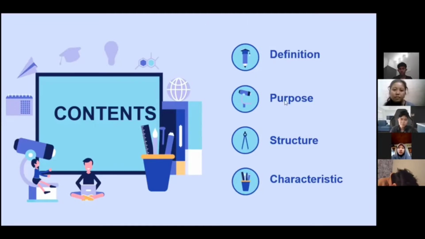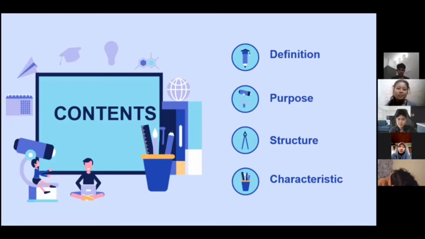May I, ma'am? Yes, you can. Report text is a type of text that describes the details of an object. Details in this text are scientific details, which include the description of objects, both physical and non-physical, from scientific facts about the objects. That's all, ma'am. Okay, thank you.